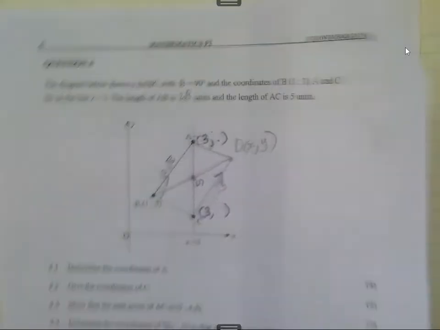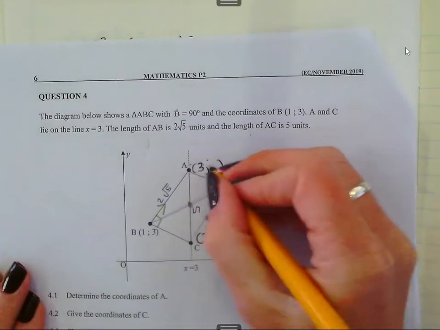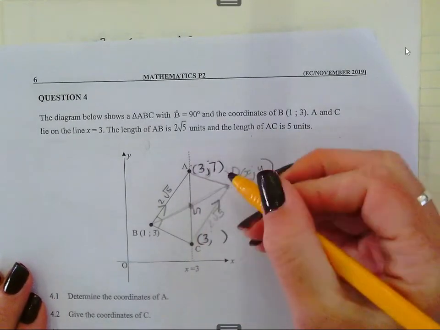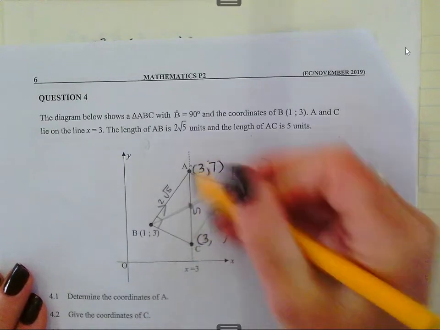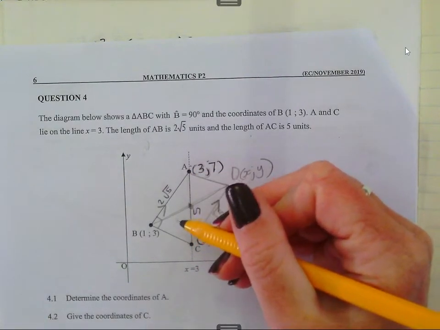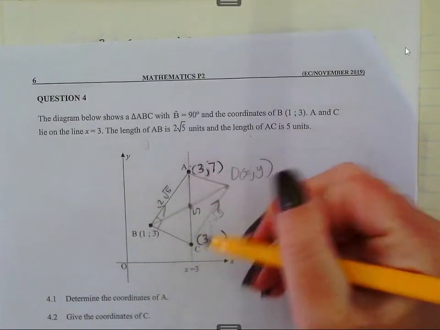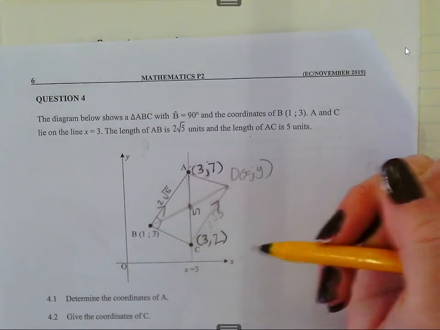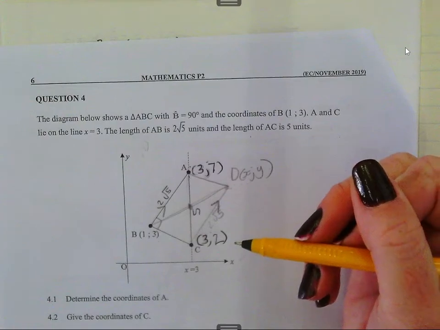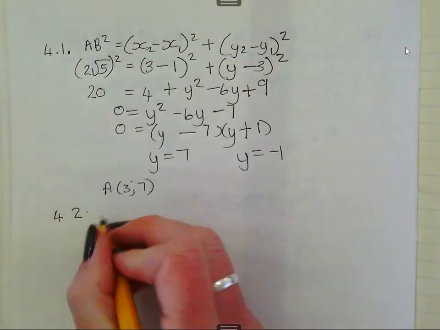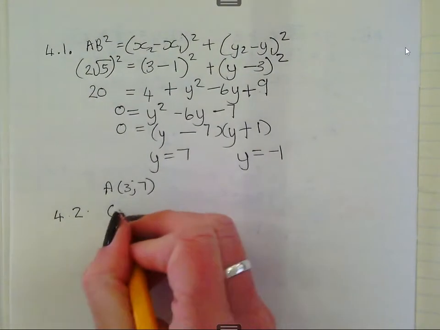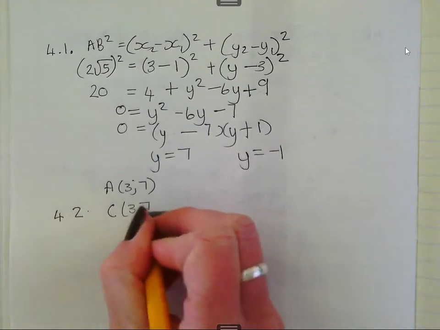4.2, the coordinates of C. Now if I know that value is 7, which I just calculated, and this is on a vertical line, and they tell me that the length of this line is 5, then this bottom one must be 2. Do you all agree with that? Okay, so there's no calculation, you literally just say C is 3 and 2.